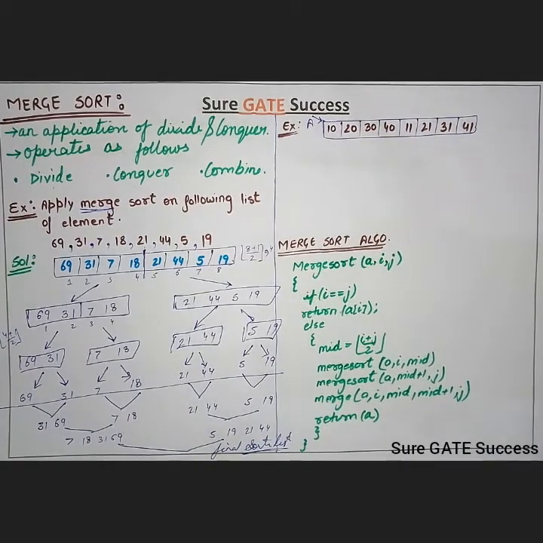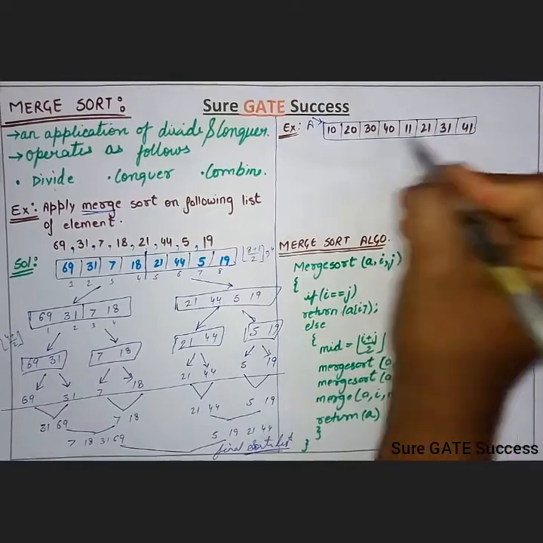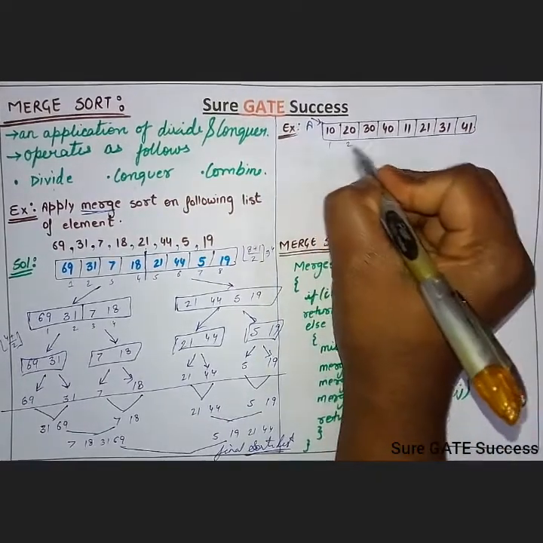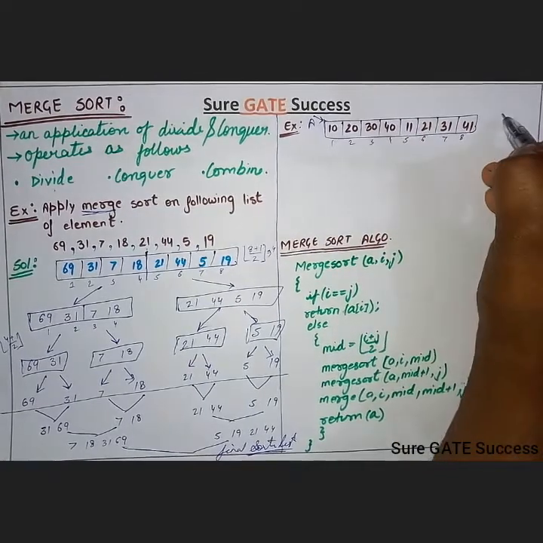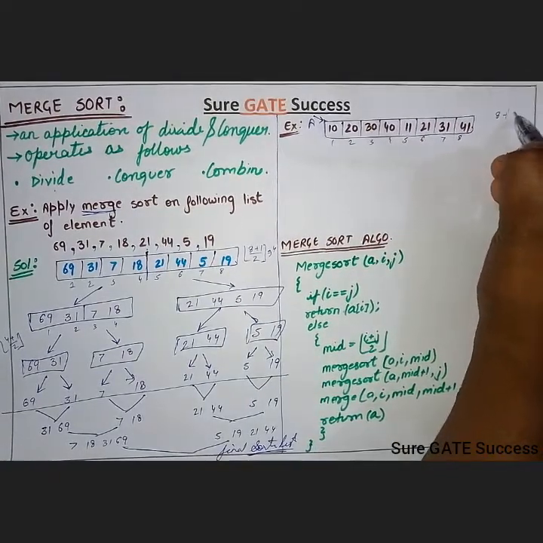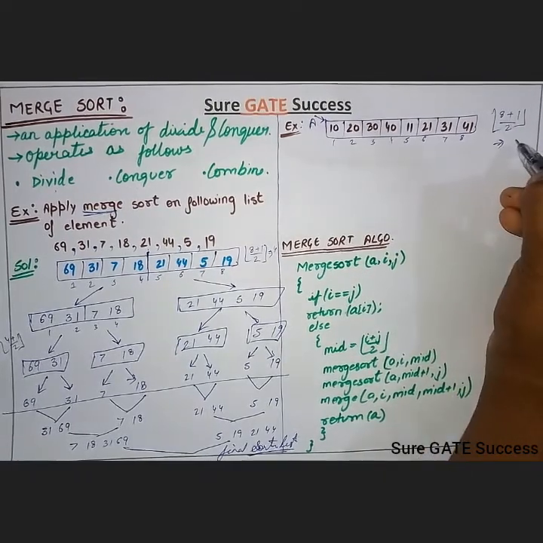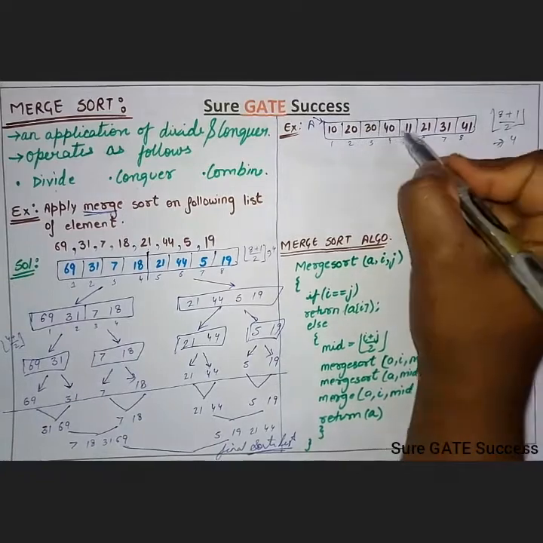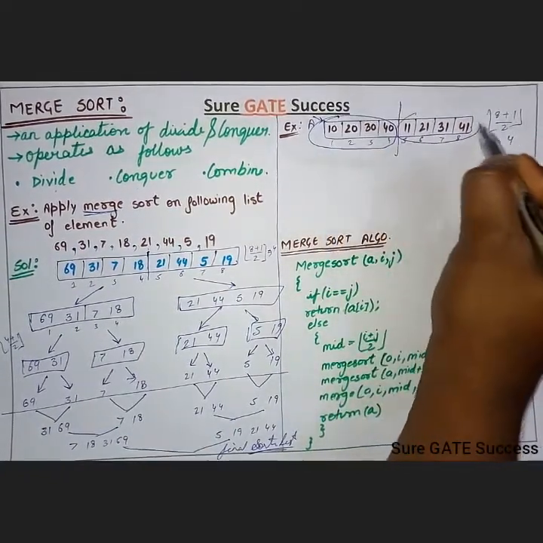For the second example, let's see the second example here. We have a list. Firstly we have to divide. There are 8 elements. We have to divide using i plus j, that is 8 plus 1 by 2, floor. It will be 4. So we have to divide it into these two parts.